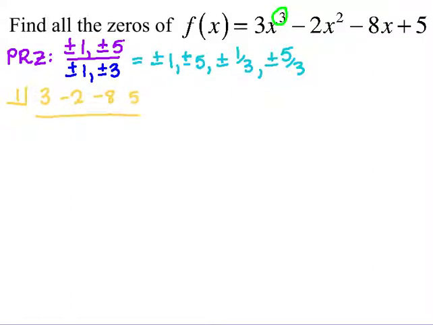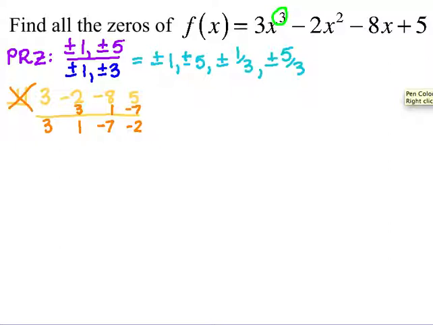Okay, so remember synthetic substitution, what do we do? Bring the 3 down. So then I take 3 times 1, which is 3. What do I get now? 1. This isn't going to work. -7, -2. So 1 doesn't work. So now another one to try.